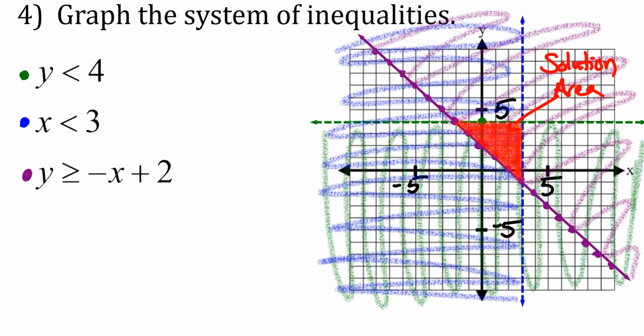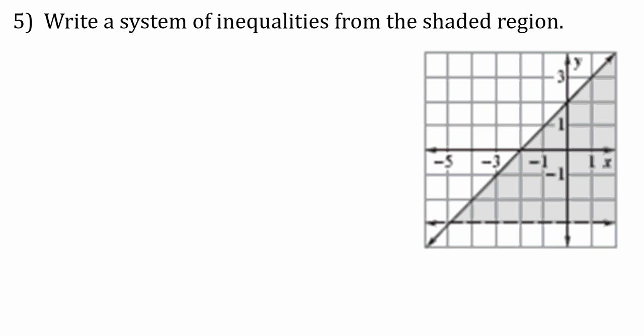So we've done some graphing of inequalities when the rules were given to us. Could we go in reverse? If we give you the solution area, could you write the system of inequalities to make that true? For example, here we have the shaded region. This is the solution to our system of inequalities. Could we write the inequalities that represent them?